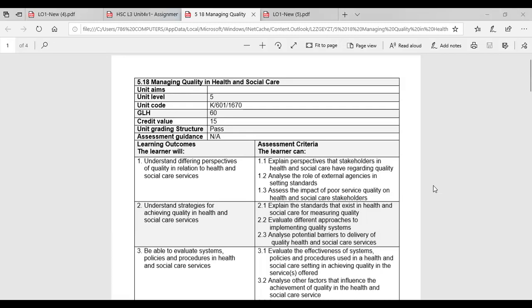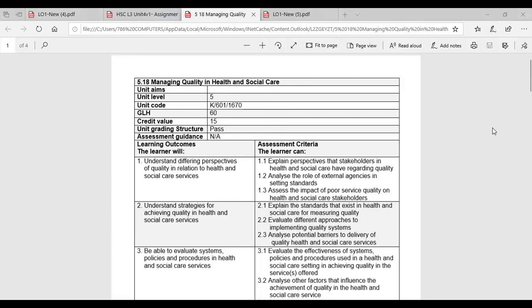So we passed 1 minute. The learning outcomes for the learner would be to understand the differing perspectives of quality in relation to health and social care services. So we're focusing mainly on health and social care services.